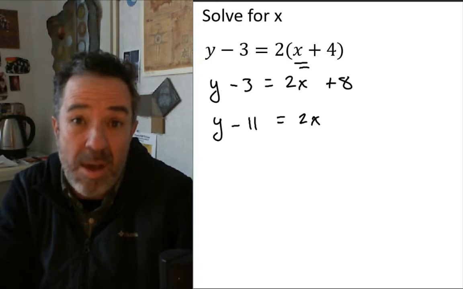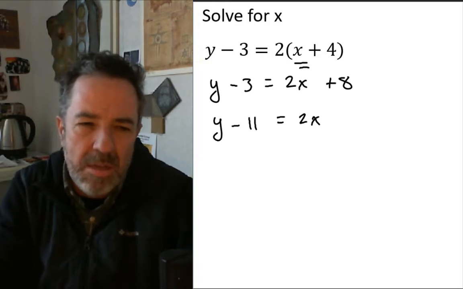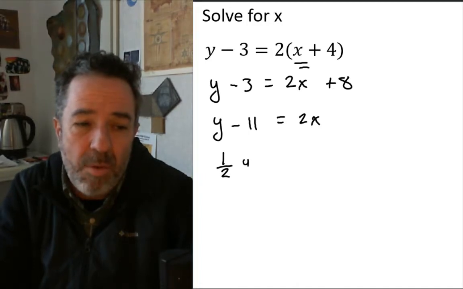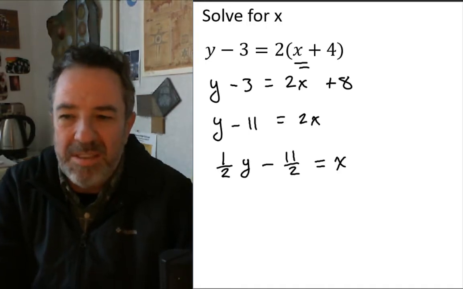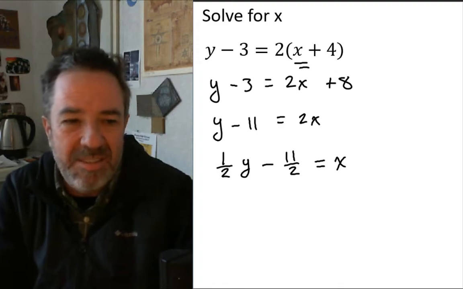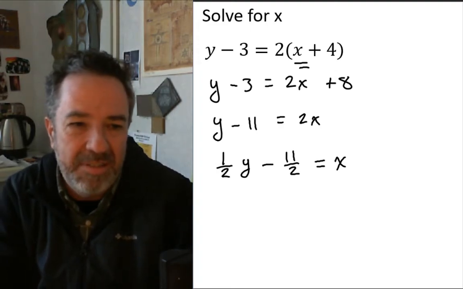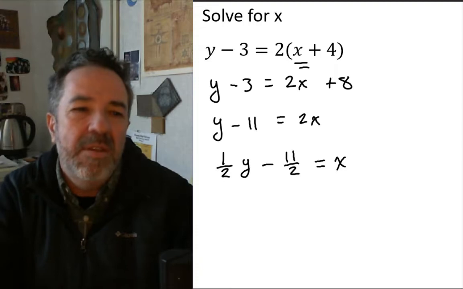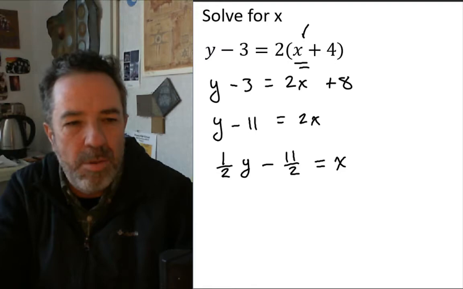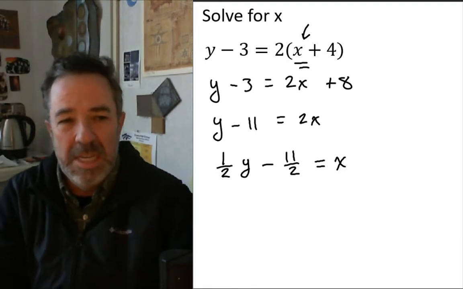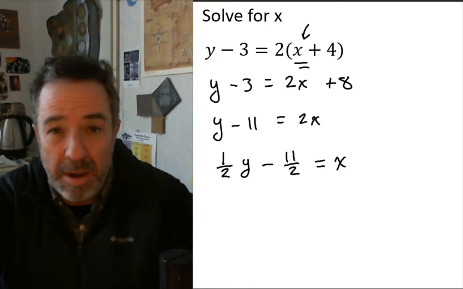Okay. Now I'm going to divide everything by 2. So that means that I could say y over 2, or I could say 1/2 of what y is minus 1/2 of 11, or I'll say 11/2, is what x is. Okay, so I have x alone here. x is 1/2 y minus 11/2. So sometimes if we're trying to solve for one of our variables, we may have to help liberate that variable by using the distributive property first, and then we can proceed from there.